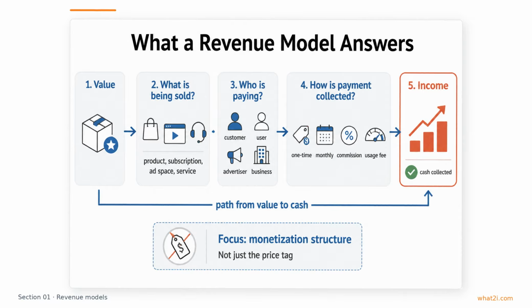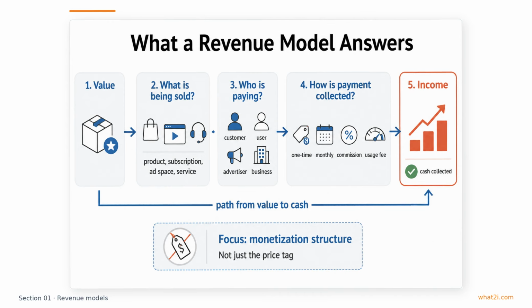It starts with what is actually being sold, because a company might sell a product, access to a service, ad space, or the right to use intellectual property. It also asks who is paying, and that is not always the same as the end user. In many businesses, the user gets the value while an advertiser, employer, or enterprise customer provides the money. The final piece is how payment is collected, whether that happens once, every month, per transaction, or based on usage. For investors, this matters because the path from value to income shapes the economics of the business long before we even talk about the exact price.